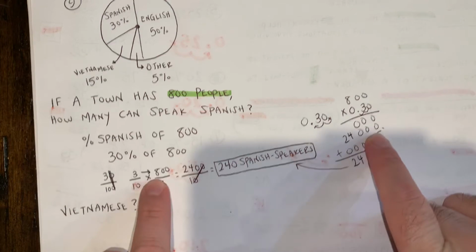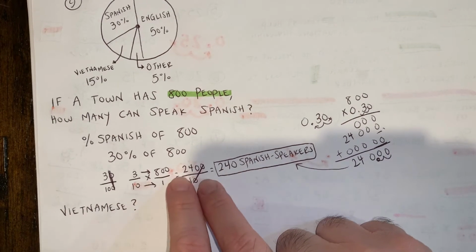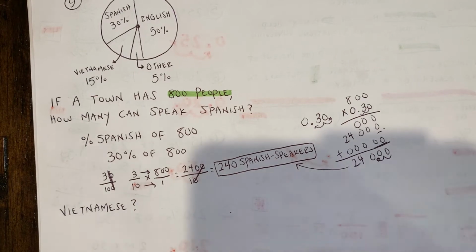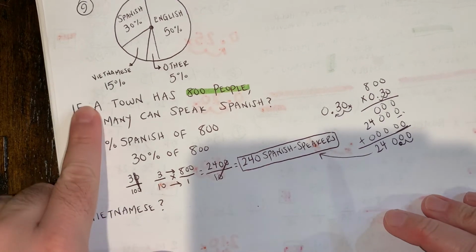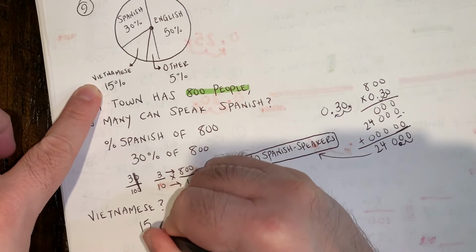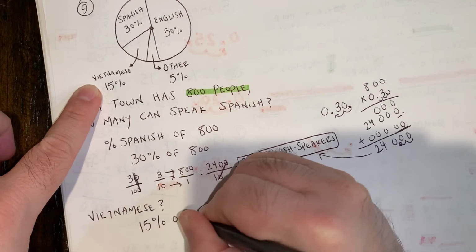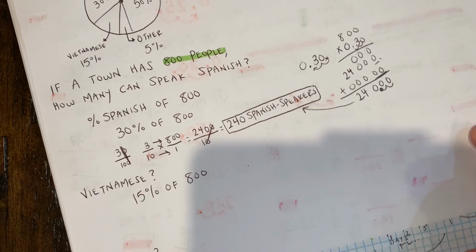So you could do it the fraction way, you could do it the decimal way. Whichever method you prefer is still going to give you the same answer. I personally like it the fraction way. That's just my personal preference. Let's do the same thing, but now let's focus on Vietnamese speakers. So the Vietnamese speakers are 15% of 800. You could do it whichever method you want.